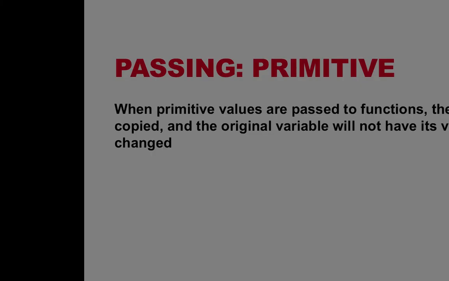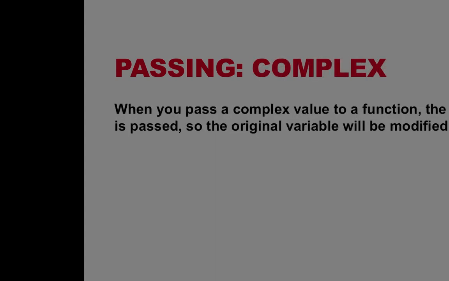Okay, so when primitive values are passed to functions, the value is copied, like I said. Everyone good on that? Primitive values are copied, and then they're passed in, so the original variable will not have its value changed. And then the same thing, except completely different. When you pass a complex value to a function, the reference is passed, not the actual value. The reference is passed, so the original variable will be modified. You will be changing the original thing. Everyone good on that? Okay.